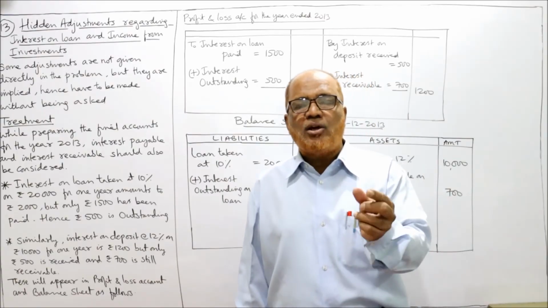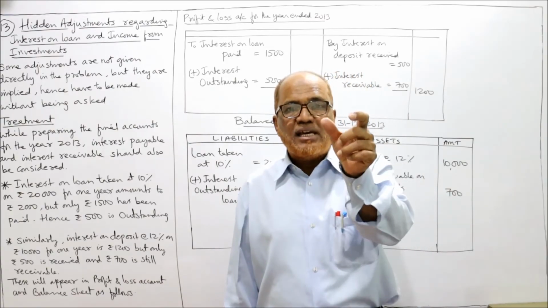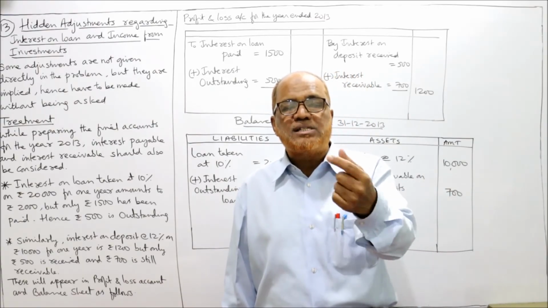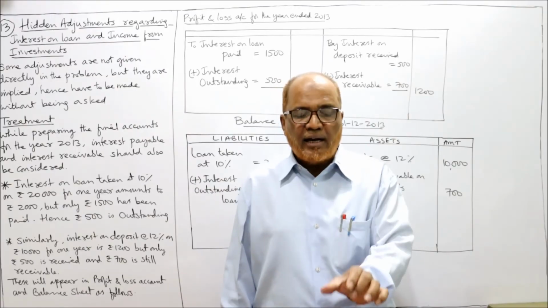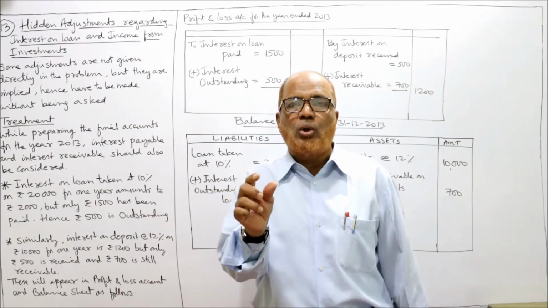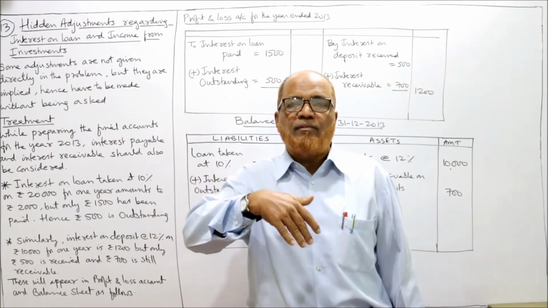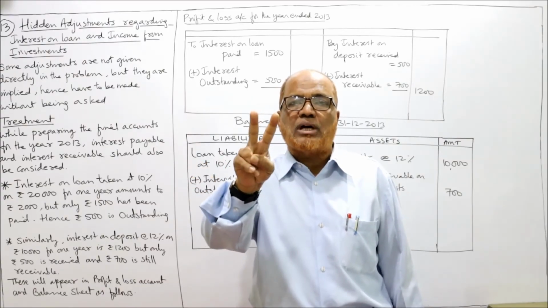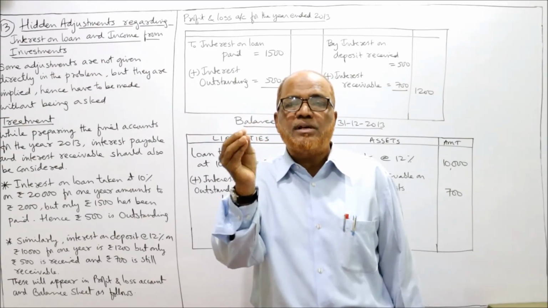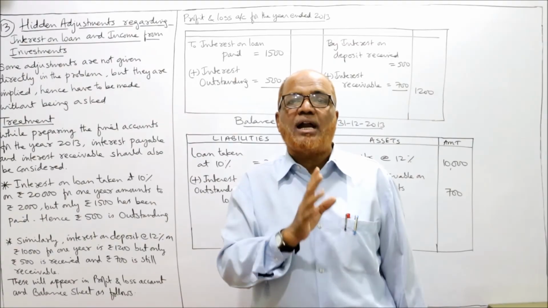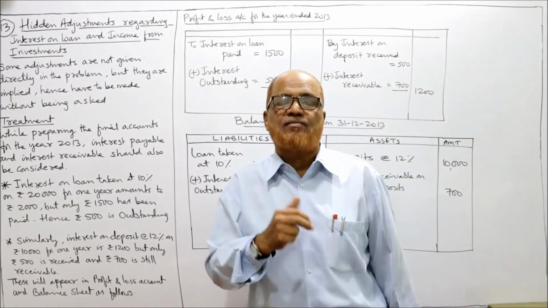It is not asking you what the adjustments are. By seeing the information given in the problem, we have to decide what the information is and what hidden information we require. The hidden information is that interest on loan is not fully paid. When we calculate interest on loan, we get 2,000, but it is given that interest on loan paid is only 1,500. So 500 rupees interest on loan is outstanding, due. That is the hidden information.